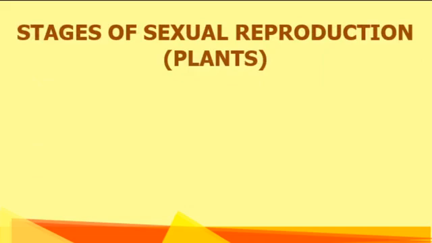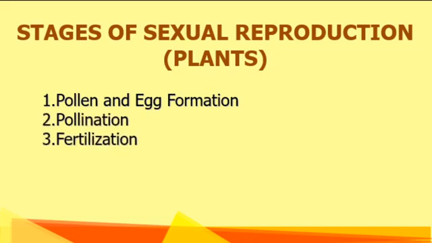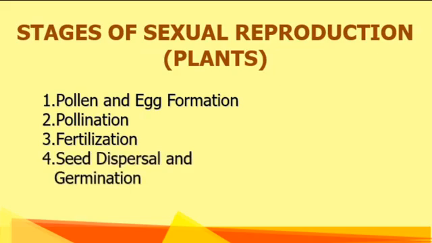Now let's look at the stages of sexual reproduction in plants. First off, we have the pollen and egg formation. Then comes pollination. Then after is fertilization. And fourth one, the seed dispersal and germination.